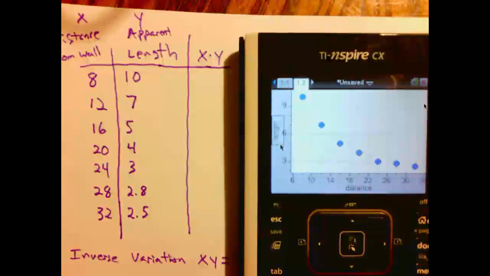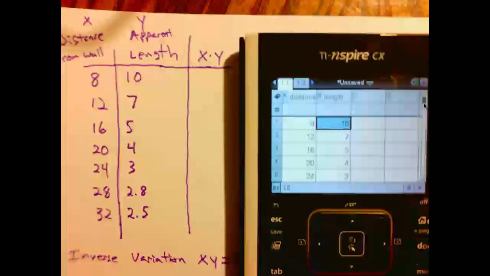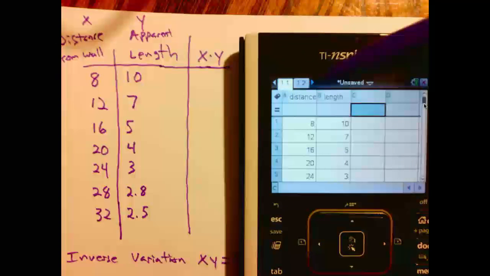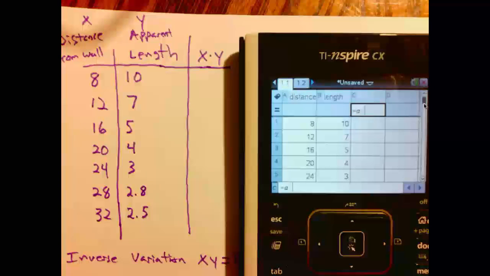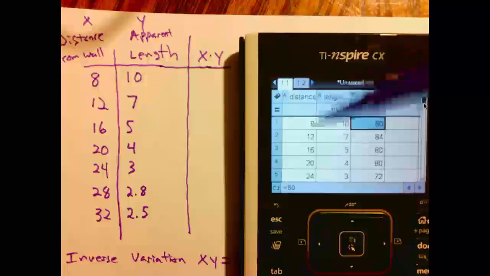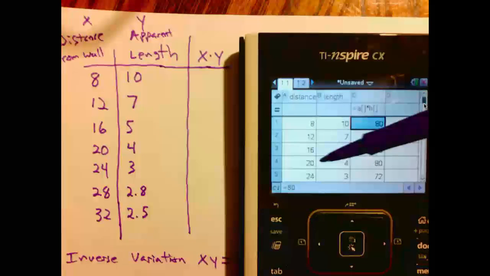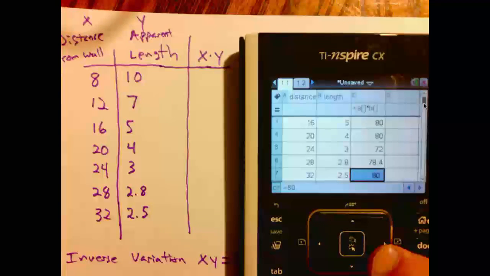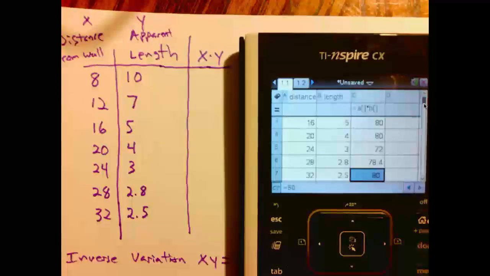I'm going to go back to my previous sheet, so Control left arrow, and now I'm back on my data, and I can go into the C column, and I want to define the C column as simply A times B. This is much like an Excel spreadsheet, and when I hit enter, it's going to find all those products. 8 times 10 is 80. 12 times 7 is 84. 16 times 5 is 80. 20 times 4 is 80. Here we have a 72, and lastly a 78.4, and then an 80 point something. So you can see while all my numbers aren't exactly 80, they are relatively close.